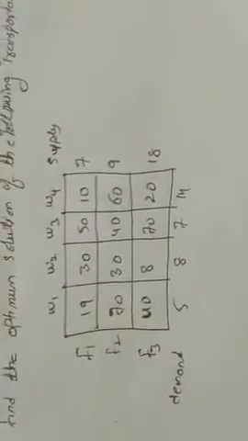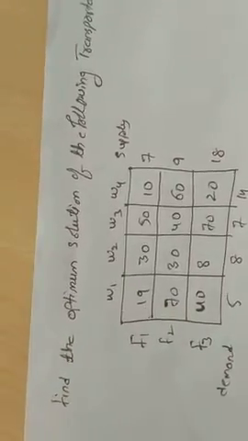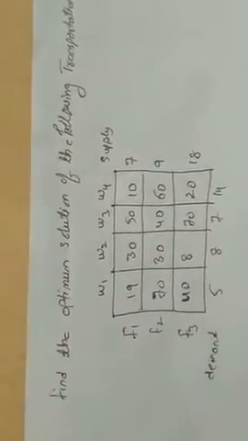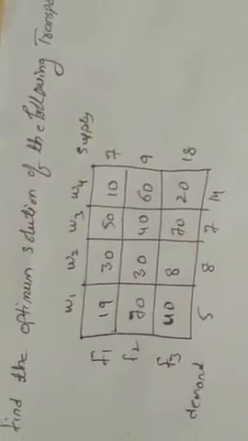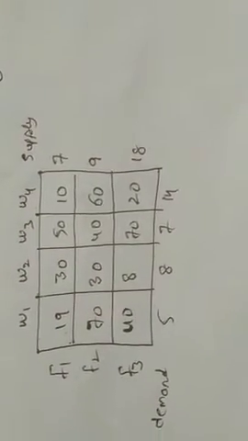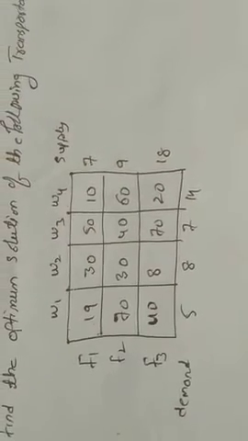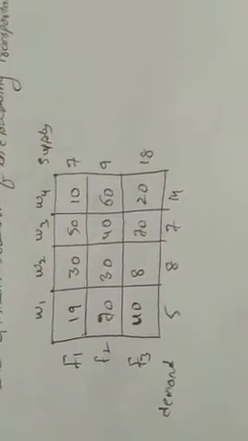Hello students. So now we have to discuss the optimal solutions. How can we identify the optimal solutions? By using three methods we can identify them. What are those methods? The northwest corner rule method, matrix minima method, and Vogel's approximation method. After identifying the transportation cost, we have to do the optimality test.